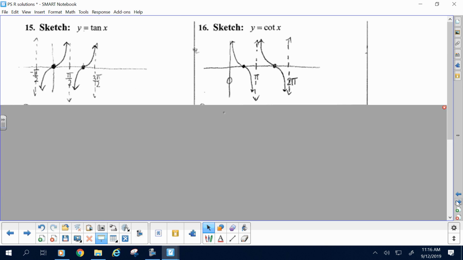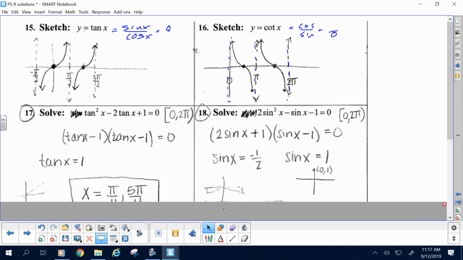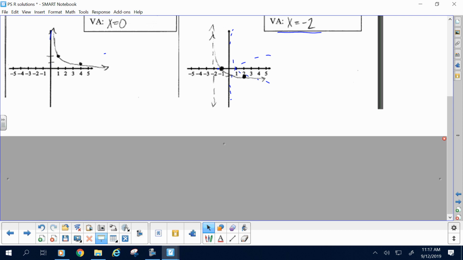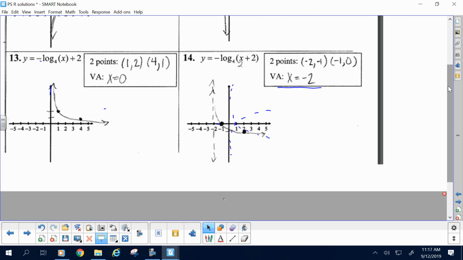And finally, tangent, remember, is sine over cosine, so it goes through the origin, because when sine is 0, we get a 0. Cotangent is cosine over sine, so when the angle is 0, sine is 0, that's got an asymptote. Cotangent has an asymptote at pi and 0 and so on. Tangent bends to the right, and yep. So it's 1, 1, 1.